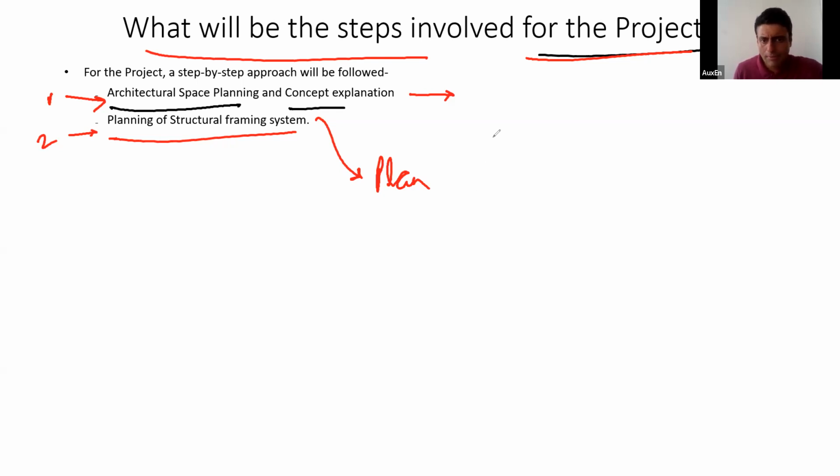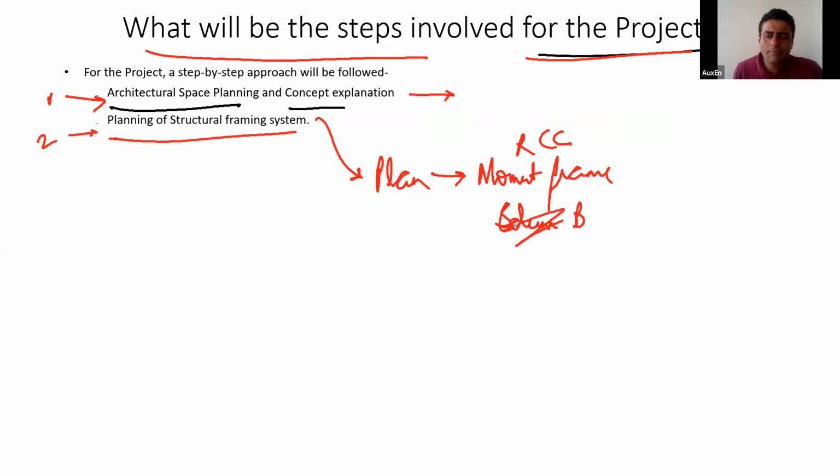So in our case, let's say we will be going ahead with a moment frame. Moment frame means we will have an RCC slab, beam, column system. So once we decide this, then we have to decide the position of columns and beams.